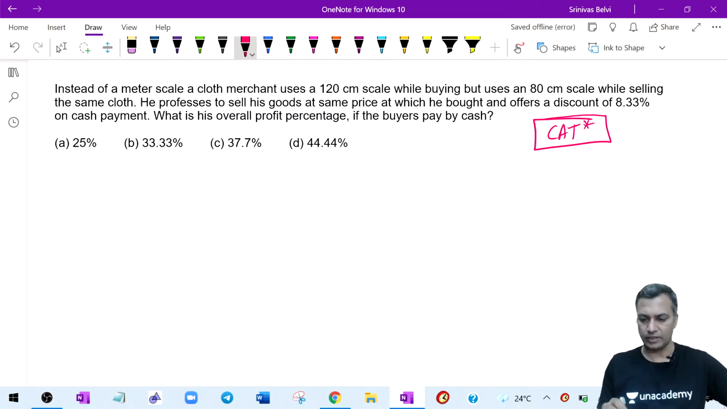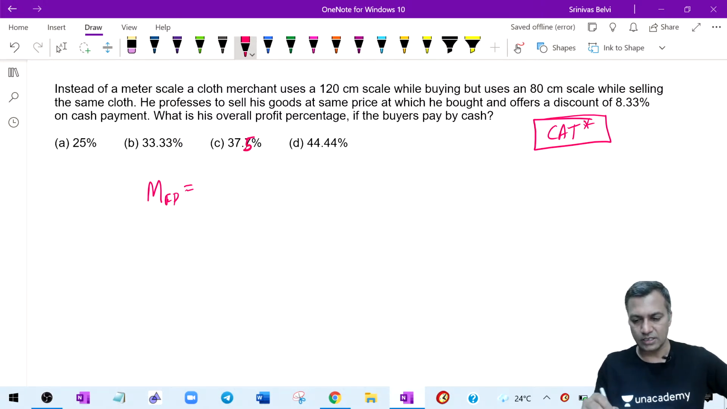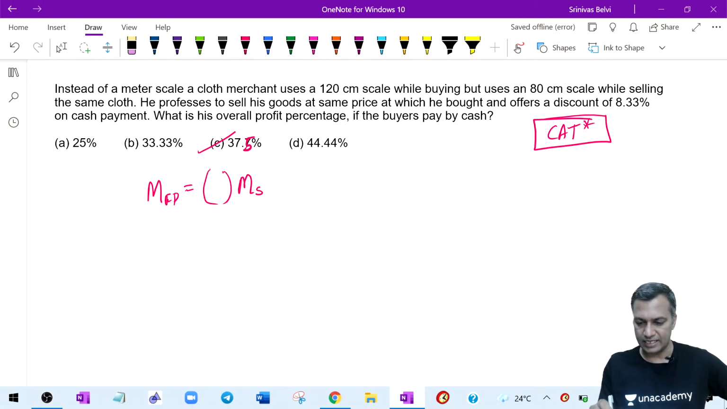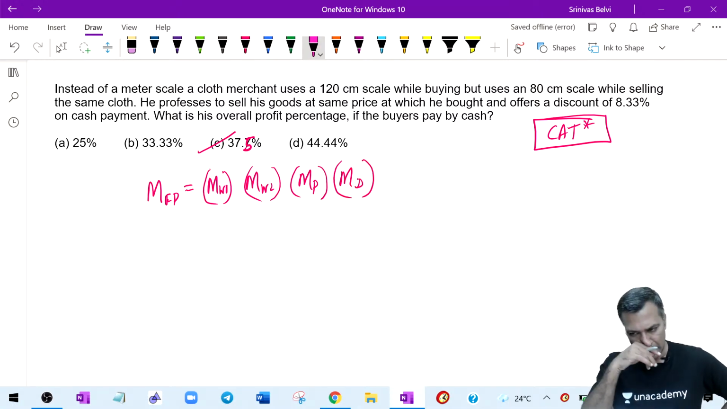Right. Okay, now what is happening here? Multiplier related with the final profit. Very good, guys. Yes, this can be changed to 37.5%. That's a correct answer. The multiplier related with the final profit is made up of the multiplier related with buying, the multiplier related with selling, that is, the weights: the multiplier related with the first weight, then the second weight, then the multiplier related with pricing, then the multiplier related with discount. Four transactions are happening here.